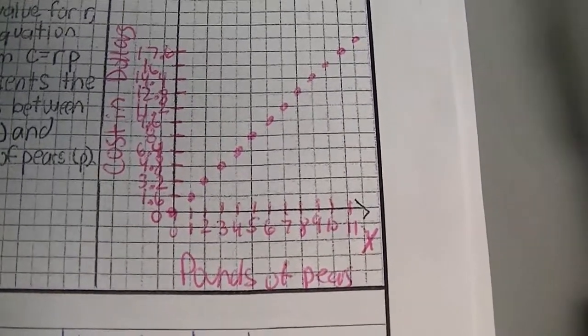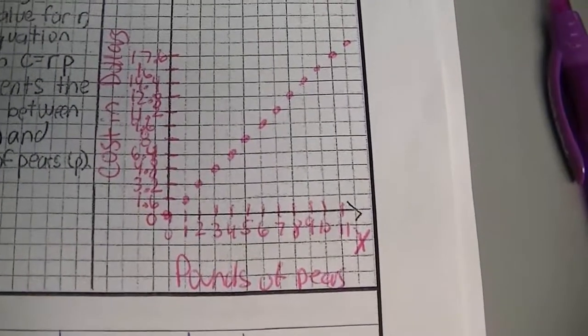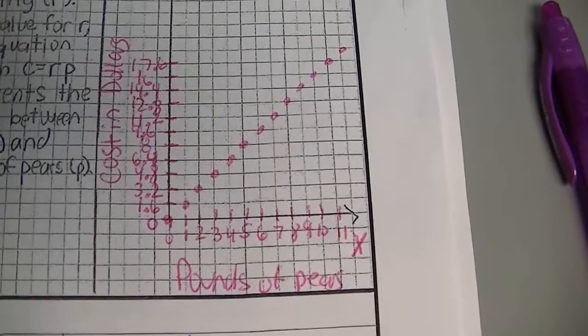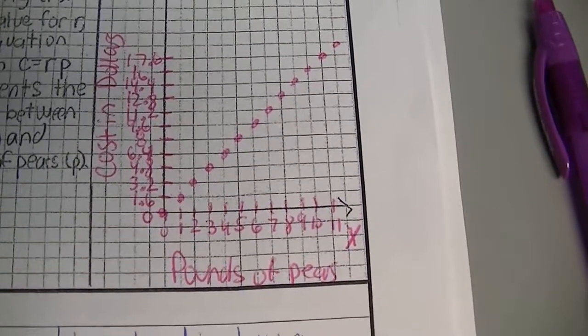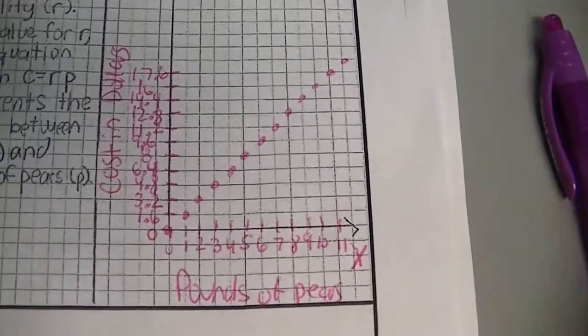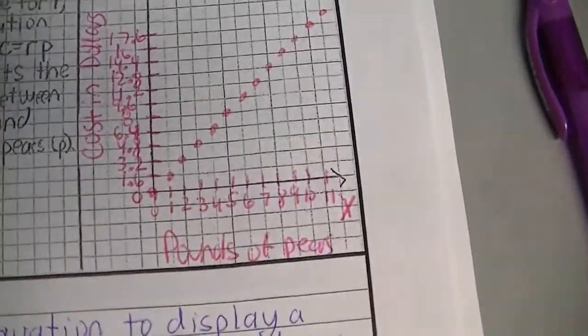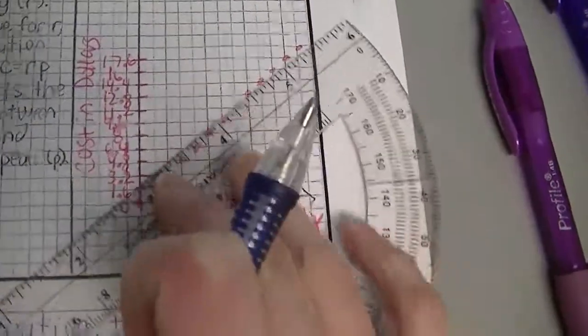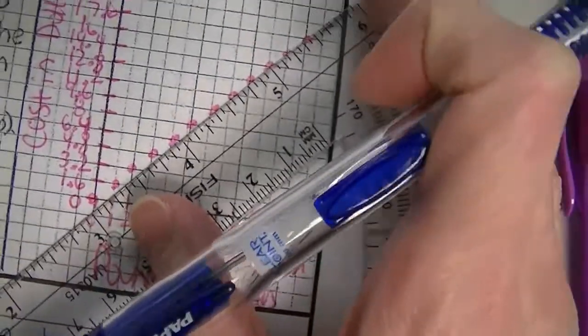Okay, let's see. Right now it's discrete. Would it make sense to connect the dots to make it continuous? Let's see, when you're at the store, can you buy like 2.5 pounds of pears? Yeah, you can. Can you buy 3.25 pounds? Yeah, you totally can. So it would make sense to go ahead and make this a continuous line here.